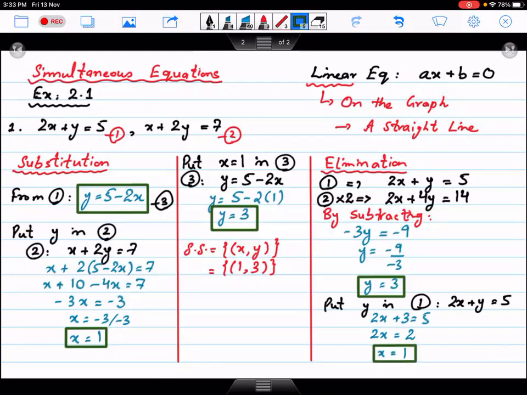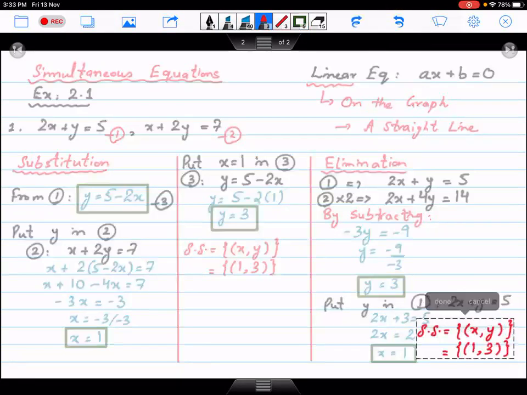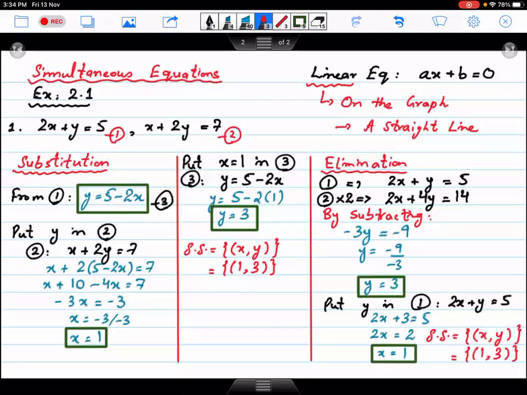So you can use any method to solve the simultaneous equations. Now the solution set is the same, so we can copy it from here. Our answer is the same. So you can see by using any method, the answer remains the same.